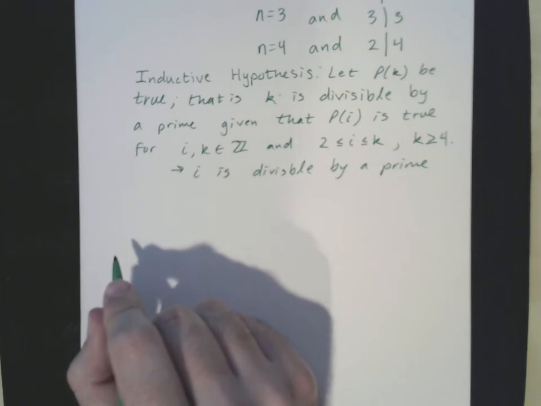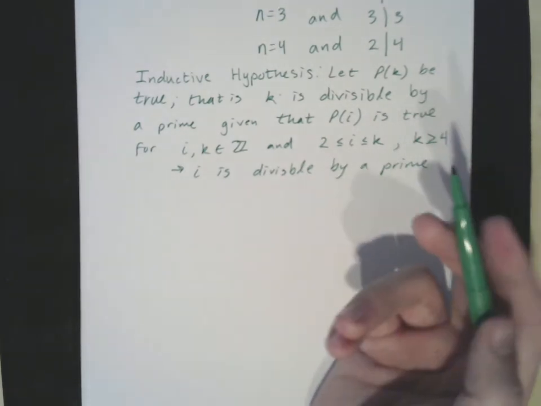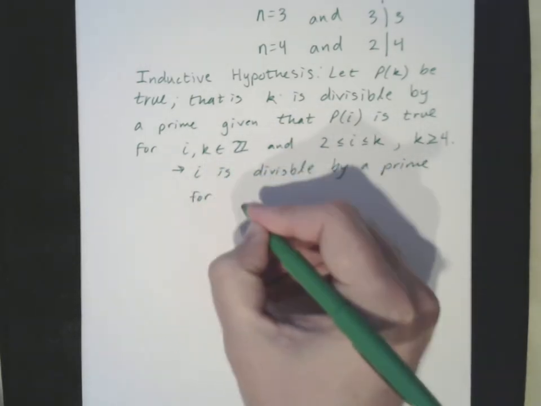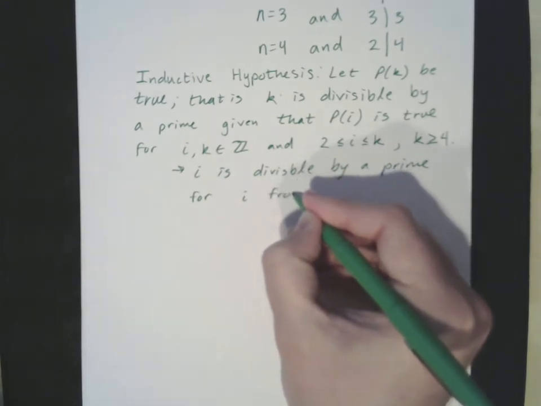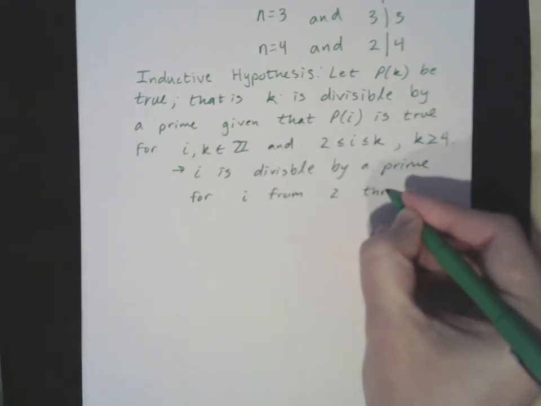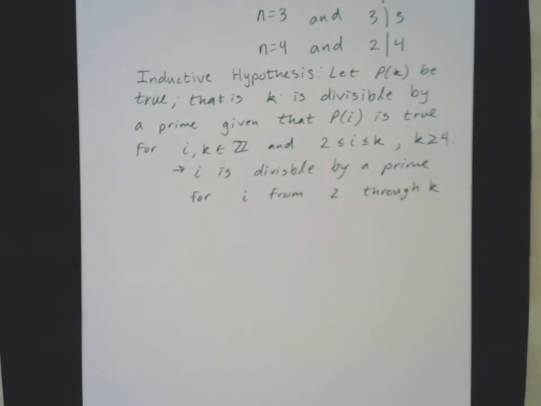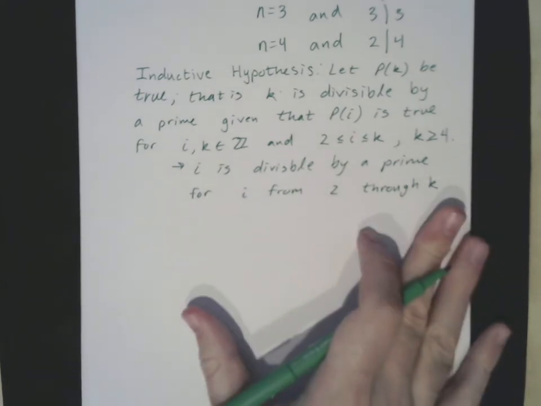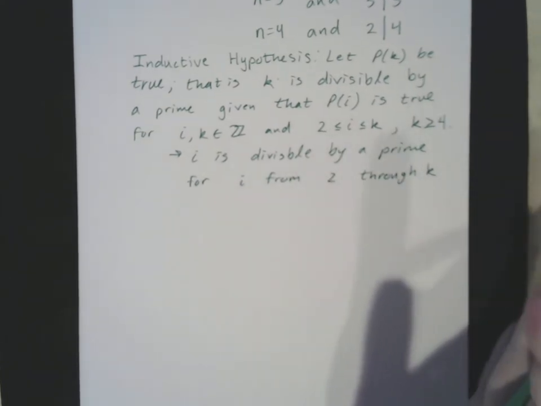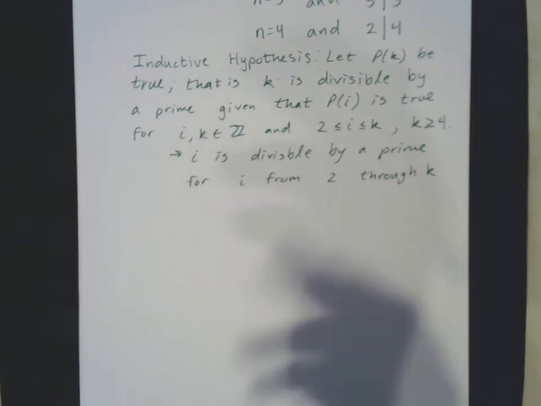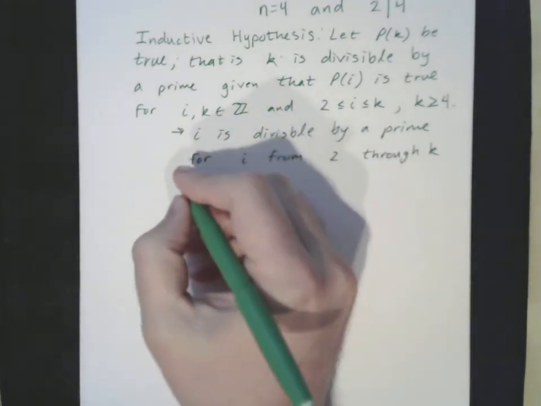Would P of K be true? Yeah. So I is divisible by a prime for I from 2 through K. So what we're really looking at is K plus 1, because that's what our strong induction principle was talking about. We need P of K plus 1 to be true, just like we did for regular induction. So we have two cases.